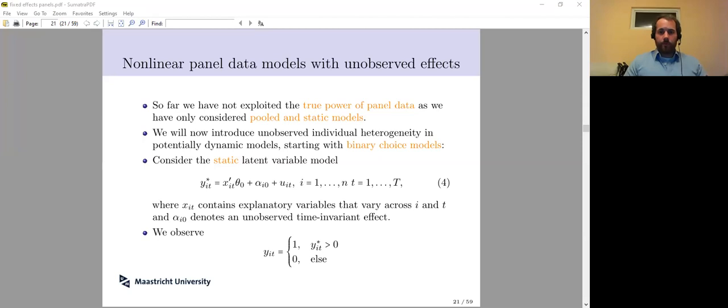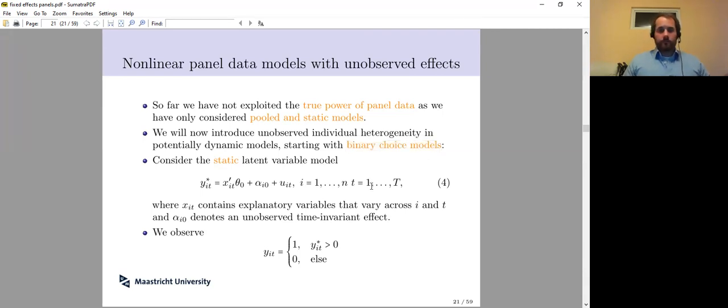However, what we will see is that in nonlinear panel data models, everything is a little bit more complicated. As I said, we have only considered pooled static models so far. Now we want to include individual heterogeneity, and we want to do dynamic models as well. While we talk about any nonlinear model, because we are in a likelihood setting, our running examples are going to be the binary choice models, for instance, Logit and Probit.